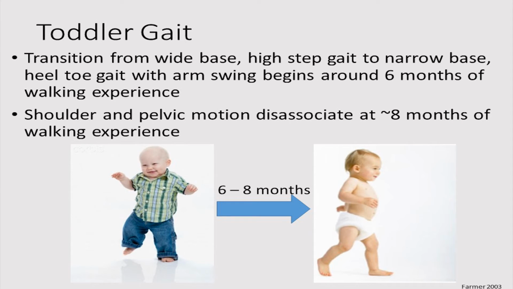So as we start to talk about toddler gait and the development of gait from toddlerhood, we start to get a transition from a wide base, high step gait to a more narrow base, heel toe gait pattern with an arm swing, beginning around 6 months of walking experience. And then between 6 and 8 months, we should see shoulder and pelvic disassociation. So what that means is as I take a step forward, my shoulders are going to turn towards my right, my pelvis is going to turn towards my left. So I start to get that disassociation and move in a more articulated strategy versus the en bloc strategy. So we should start to see that around 8 months of walking experience.